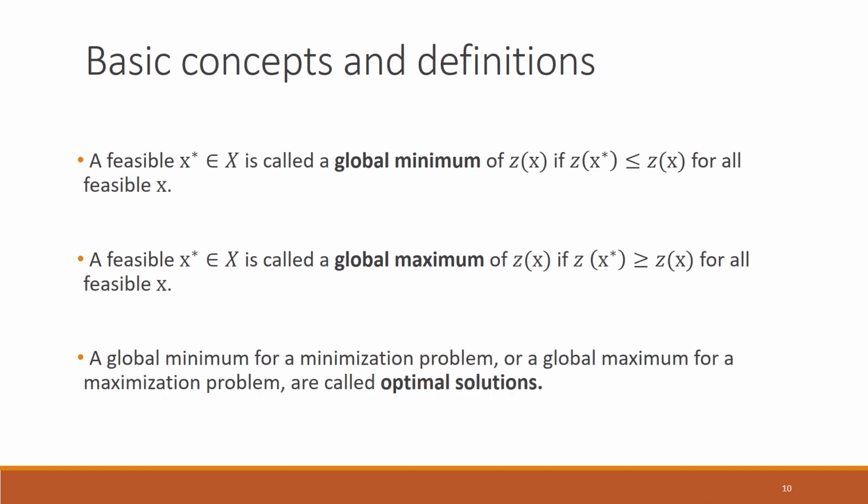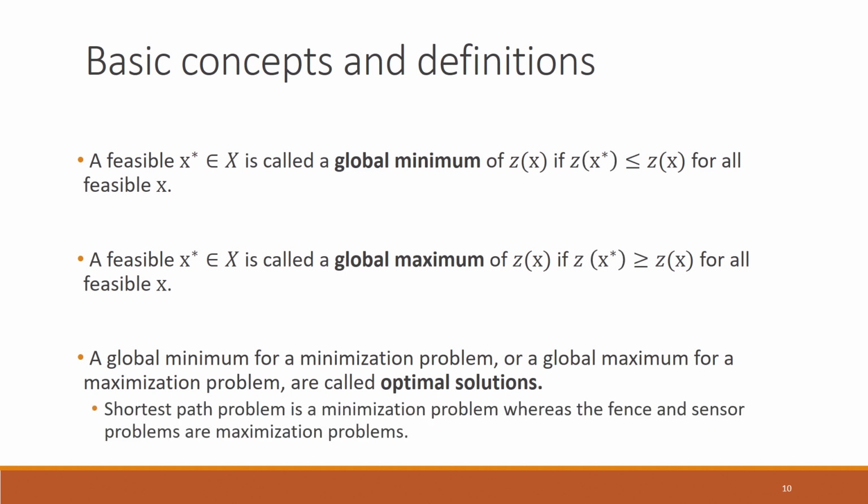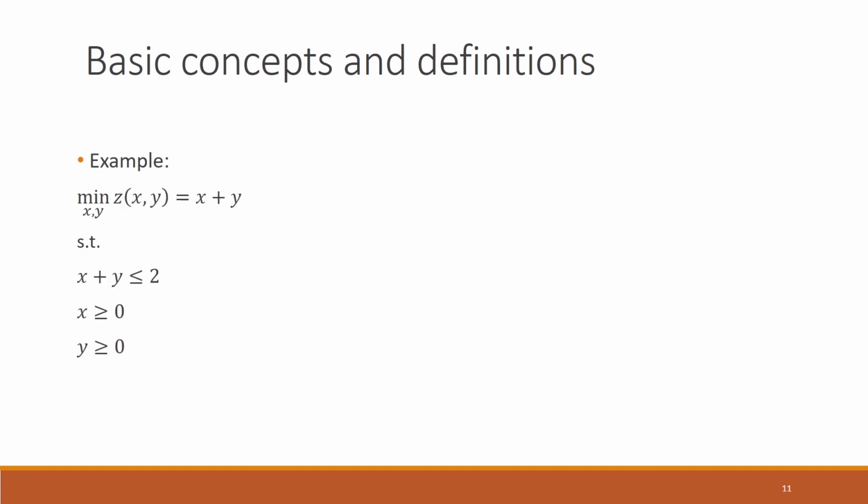And a global minimum for the minimization problem or the global maximum for a maximization problem, they are all called optimal solutions. So, the shortest path problem that we had discussed was a minimization problem, because there we were interested in finding the path that had the shortest length, whereas the fence and the sensor problems are examples of maximization problems. So, let us just see a quick example of an optimization formulation to understand this notation that was just introduced.